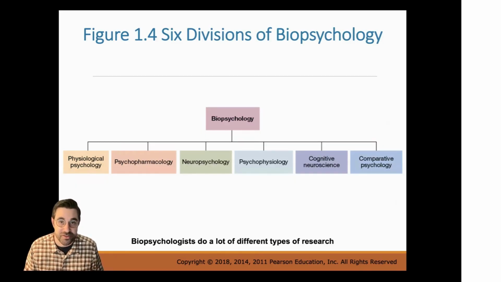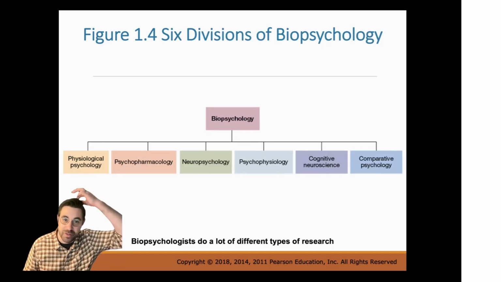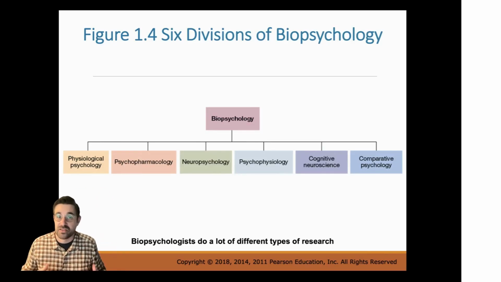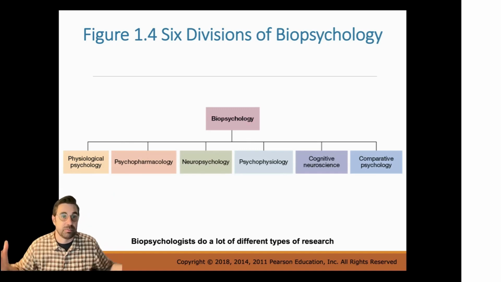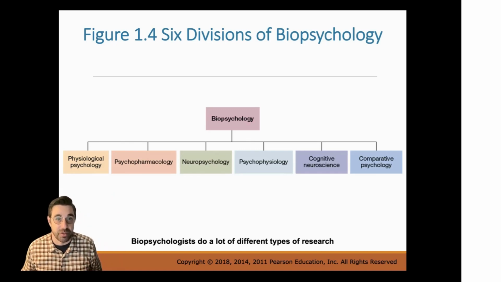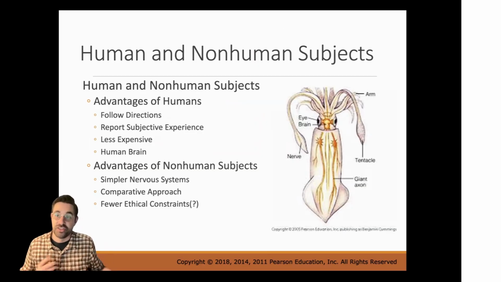Some biopsychologists are working with dolphins, and some of them are dropping electrodes into rats' brains. Some of them are studying people with brain damage and trying to help them with their symptoms. So it's a lot of different things. One thing that just came up is that we do a lot of research with humans and a lot of research with non-humans. And it's important to think about what the pros and cons are of doing that kind of research.